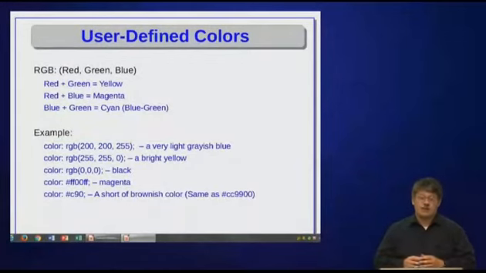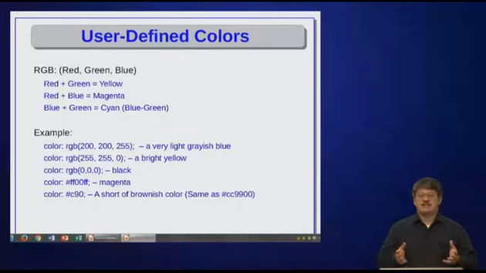So in this example, FF00FF represents 3 pairs of hexadecimal digits. Each pair is red, green, or blue. So the first pair is red, so we have FF, which is 255, so that's 255 red. That's the most red we can have. We have 00, which of course is 0 for our green, so no green, and FF again for blue. So we have the most red we can have, the most blue we can have, and no green. We're going to get a bright magenta color.